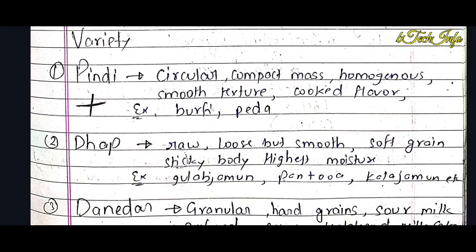Second one is Dhap, which is raw, meaning kacha, and it has a loose but smooth body. It has soft and sticky grains, and it has a higher content of moisture, and also it is very important for the preparation of gulab jamun. Like, higher moisture we require for gulab jamun for a soft body. Also bantua and kala jamun should be made from the Dhap variety of Khoa.